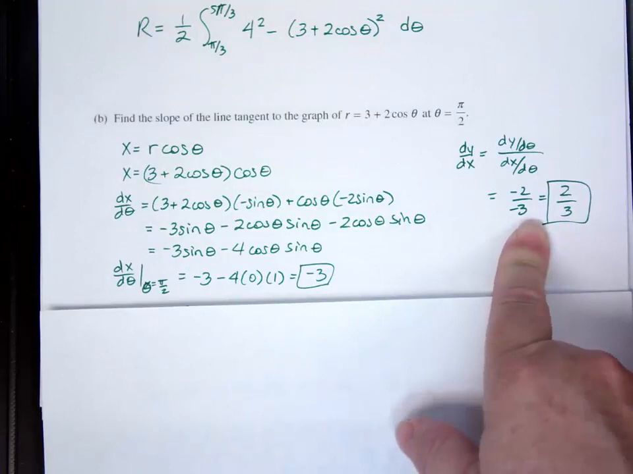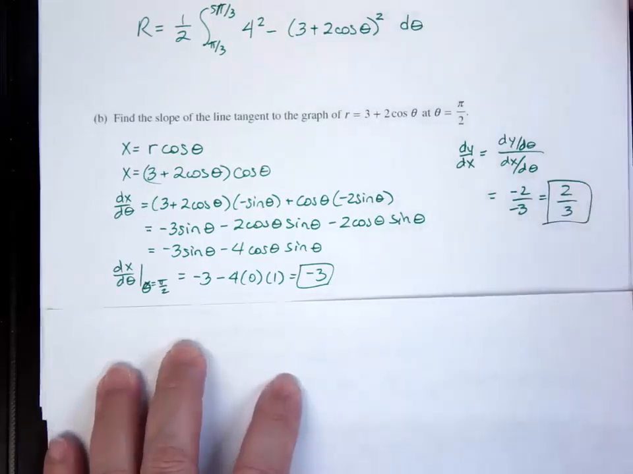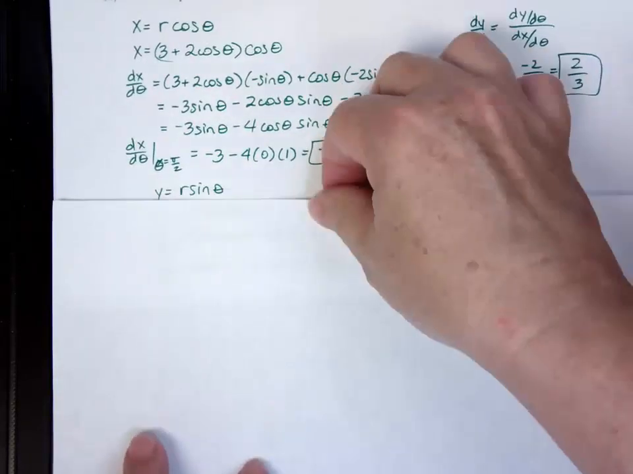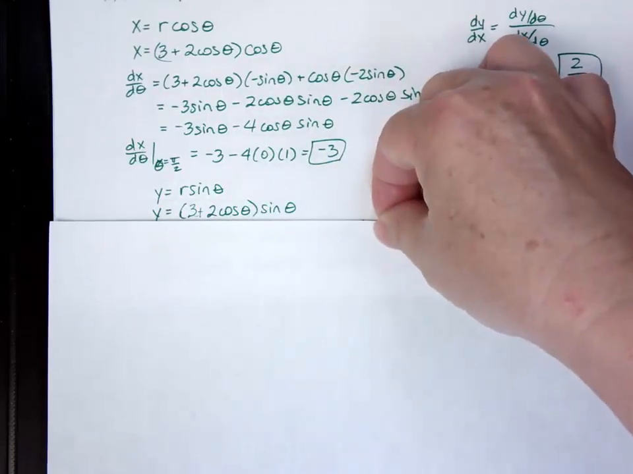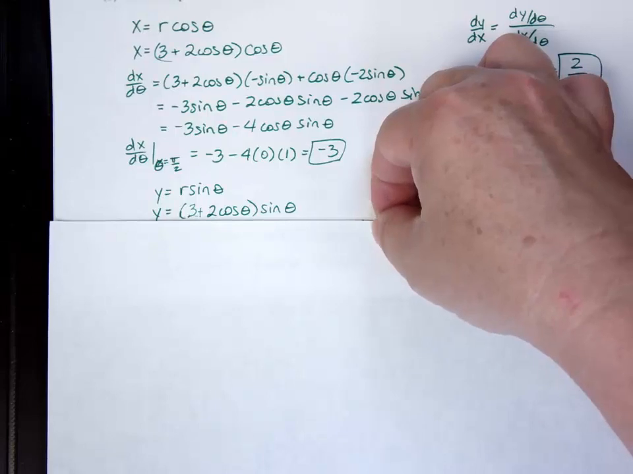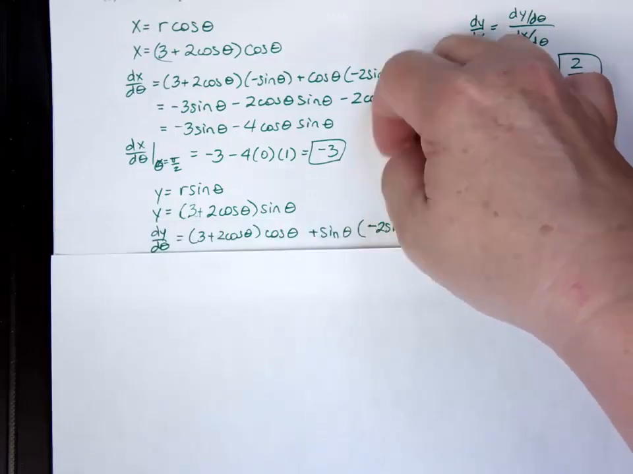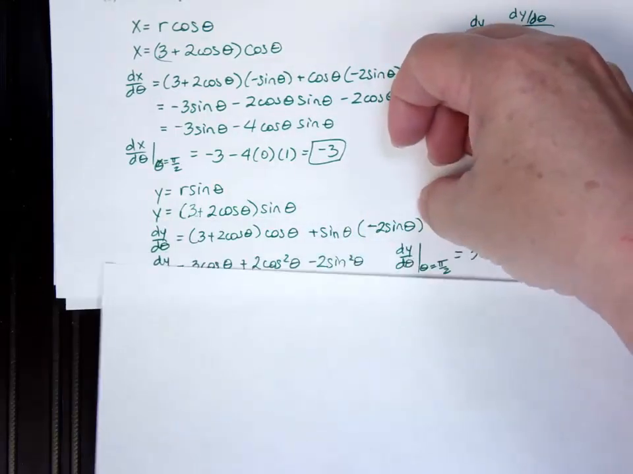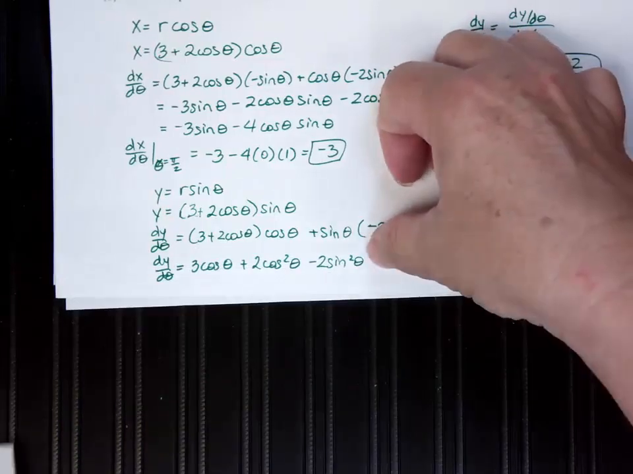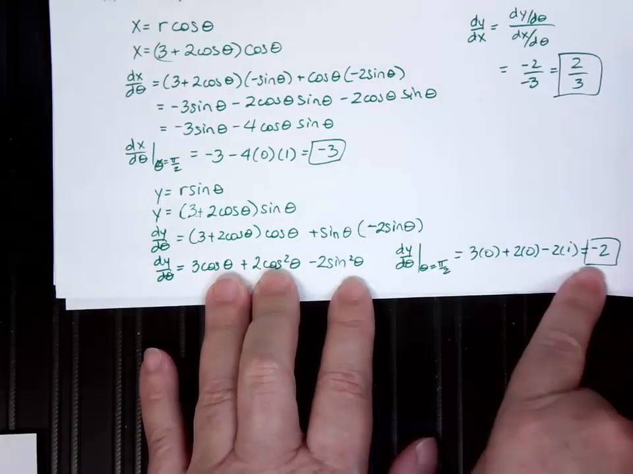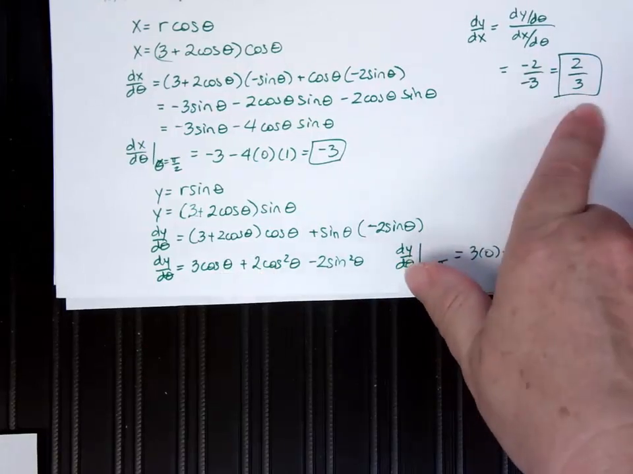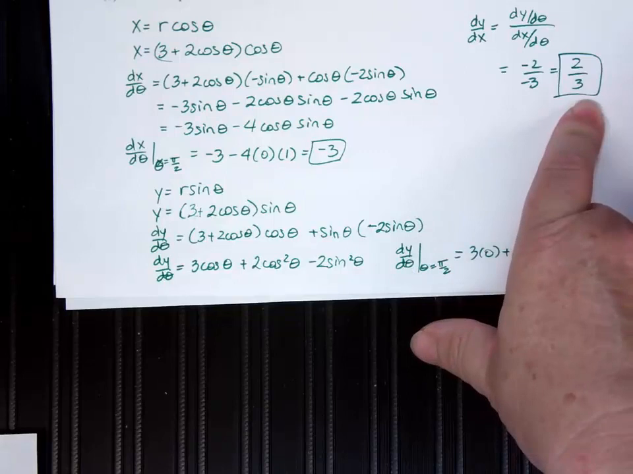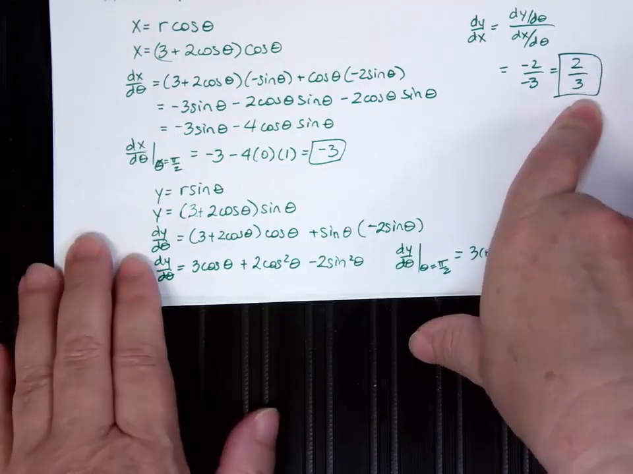Okay, I do the exact same thing for y. Y equals r sine theta. Substitute in what r equals for the equation of the limacon. Use the product rule to find the derivative. You get your answer here. Plug in pi over 2 and you get negative 2 for an answer here, which goes in the numerator. So my final answer is a positive 2/3 for the slope. So it took a little more writing to do this one, a little more number crunching as far as that's concerned.